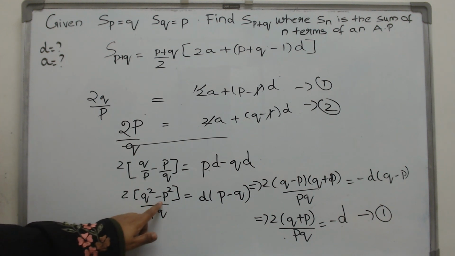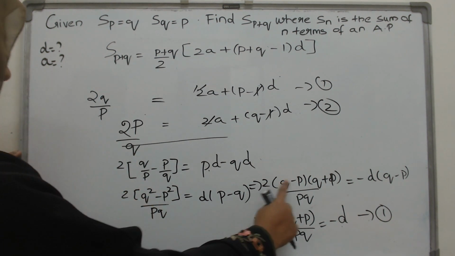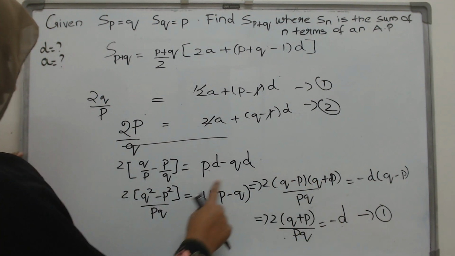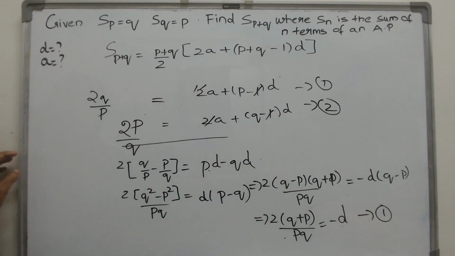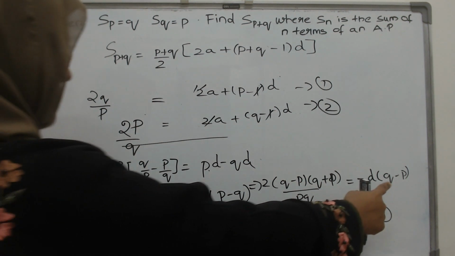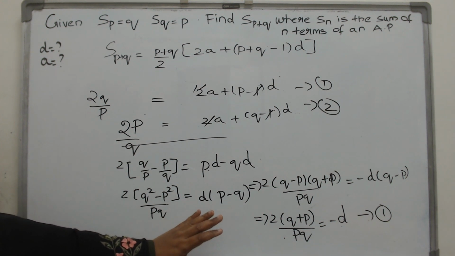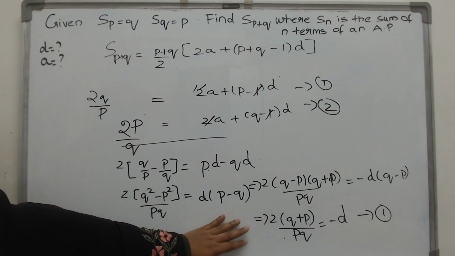Applying a square minus b square on this side, we have a minus b into a plus b. But you see the term here, it is p minus q. It is not q minus p. So what do we do? Take a minus outside and make this q minus p. So there you have got the value for one of the unknowns. You have got the value for d.